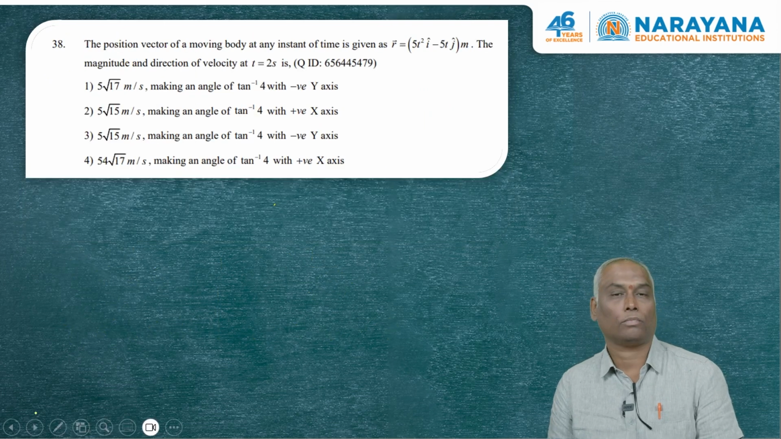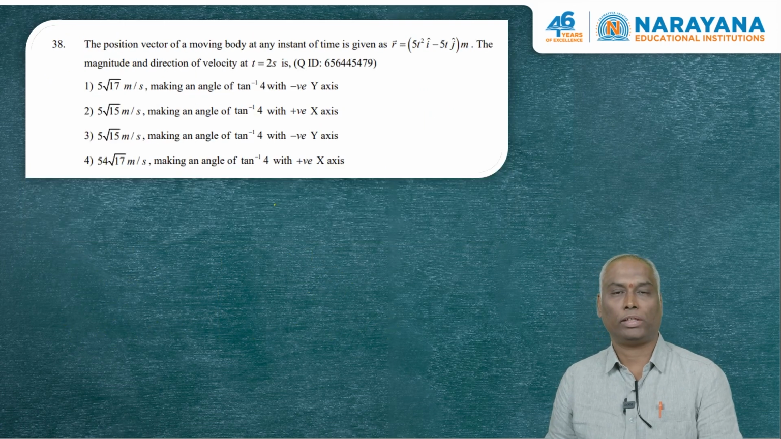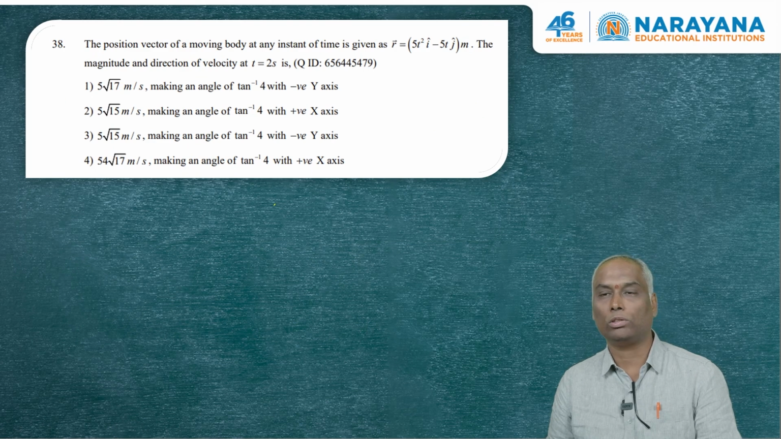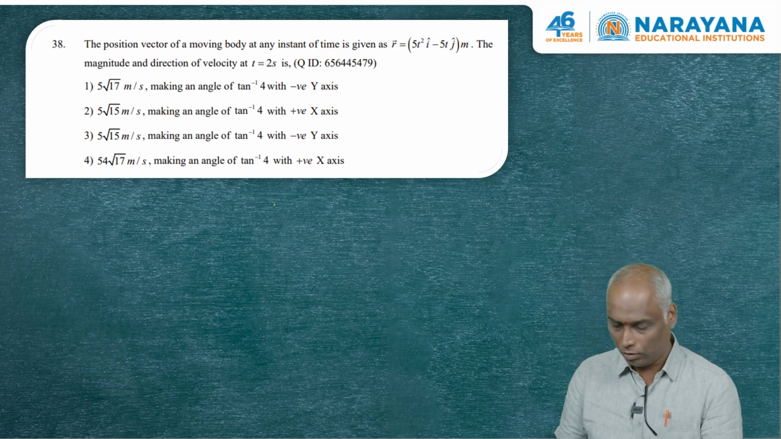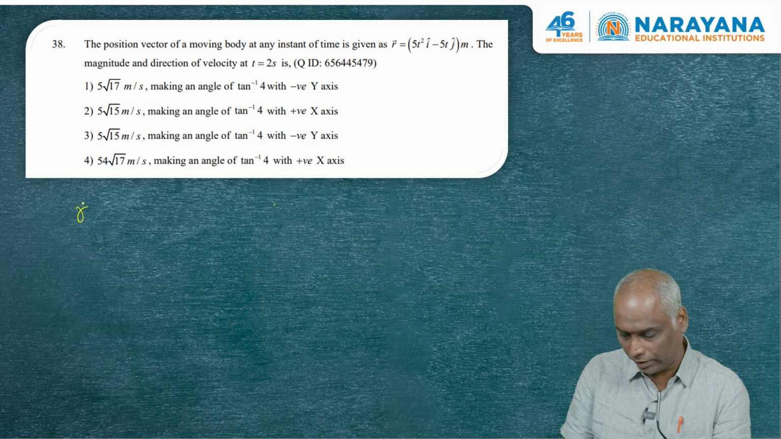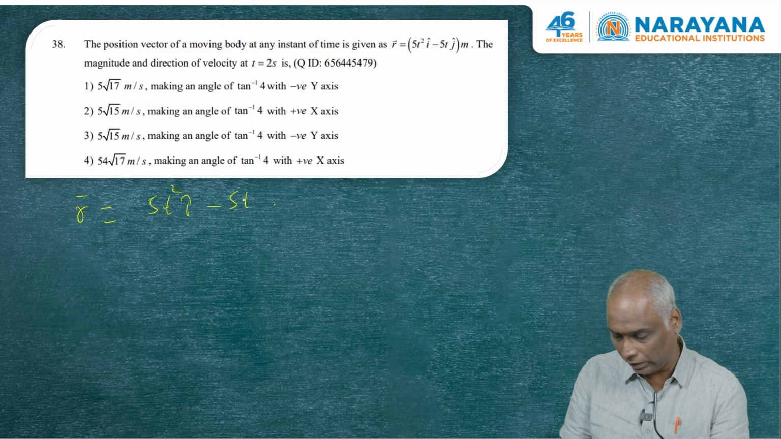Next question. The position vector of a moving body at any instant of time is given by R bar equals 5t square i cap minus 5t j cap meter. The magnitude and direction of velocity at t equals 2 seconds is. So they're asking the magnitude and direction of velocity. They're given the position vector. So let us consider the given position vector, R bar is equal to 5t square i cap minus 5t j cap meter.